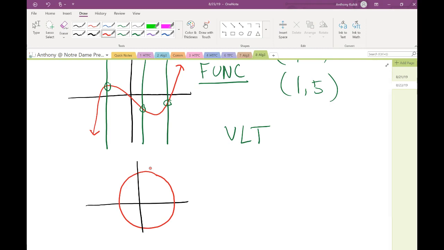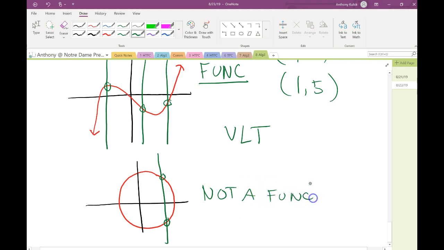Is this a function? The graph of a circle? No, right? There's lots of vertical lines we can draw that would intersect this circle more than once. We need just one such vertical line to demonstrate that it's not a function.